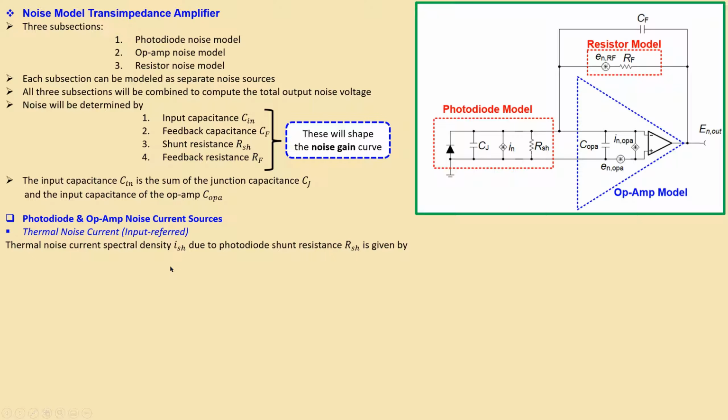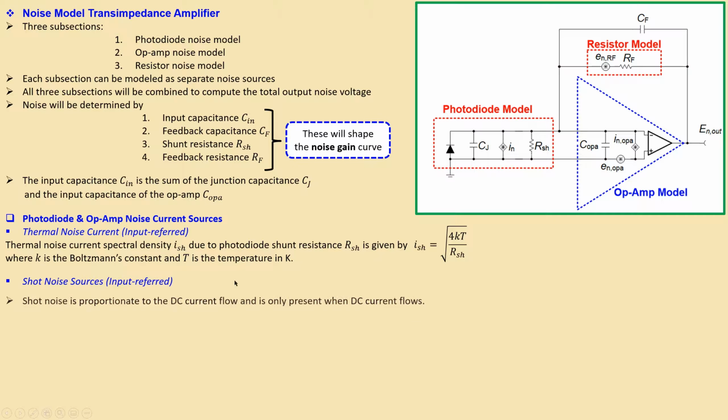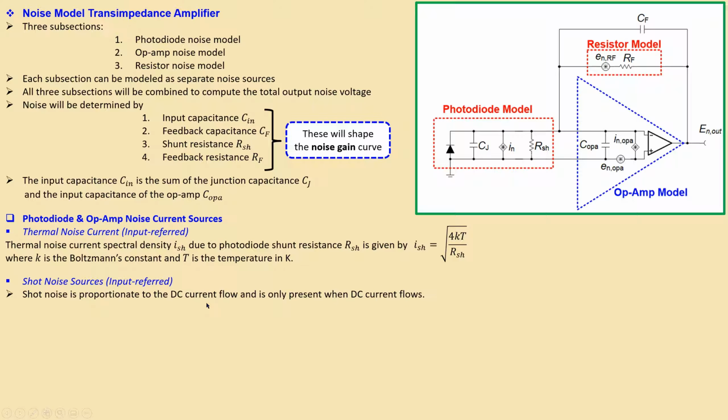The terminal noise current spectral density, you have that for the photodiode due to the shunt resistance. So this will generate a terminal noise current, and that's given by this formula, with k for the Boltzmann constant, T for the temperature in kelvins, and this is the resistor value in this model. Also shown here, you have the shot noise sources, again input referred. Shot noise is proportional to the DC current. So if you have DC current flow, you will have shot noise. So that is only present in DC.